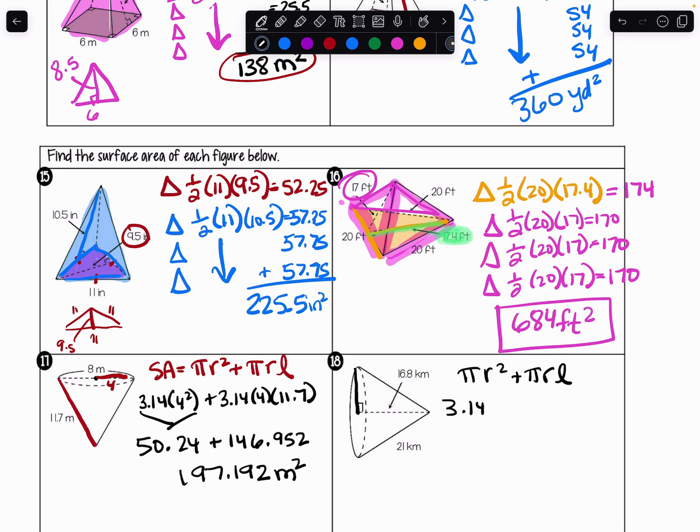Let's just make it like, let's make the radius 10. Let's make our life easy. So 10 squared plus 3.14 times 10 times, this is the slant height, not the 16.8. And then you would multiply this out, and add them together. So I will need to go back to the notes and add a radius of 10 to that problem.